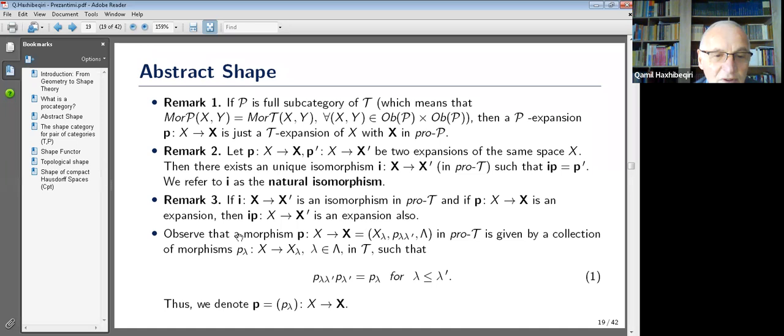Observe that a morphism p from X to an inverse system X, (X lambda, p lambda lambda prime, lambda in Lambda) in Pro-T is given by a collection of morphisms p lambda from X to X lambda for each lambda, such that p lambda lambda prime p lambda prime is equal to p lambda for lambda less or equal lambda prime. Thus we denote the morphism p as a family of these morphisms p lambda.